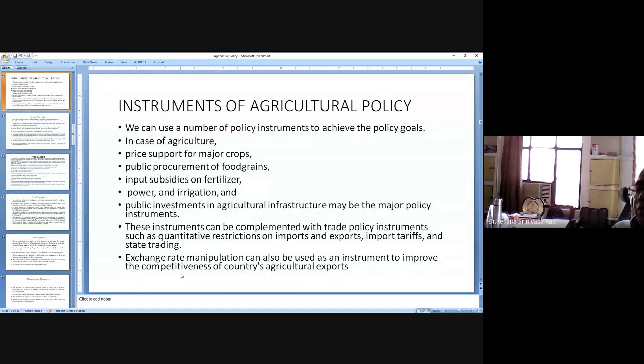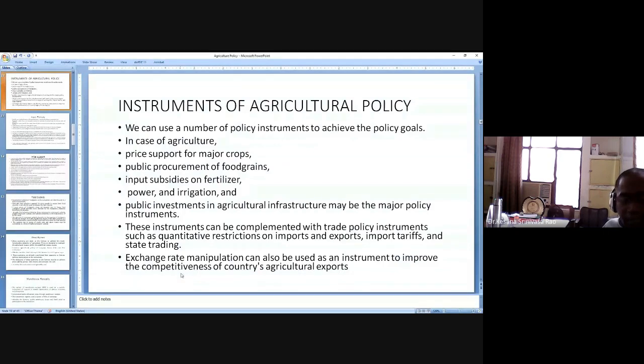Apart from the farmers' point of view, the government has to arrange such infrastructure to reach the markets or to grow their crops, in both ways. So the government has to intervene and put in its investment to enhance the public infrastructure, especially in this agriculture sector. These instruments can be complemented with trade policy instruments such as quantitative restrictions on imports and exports.